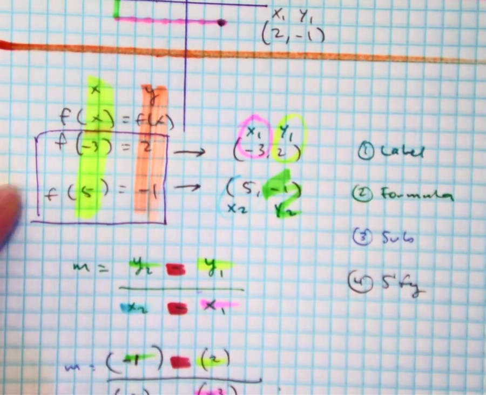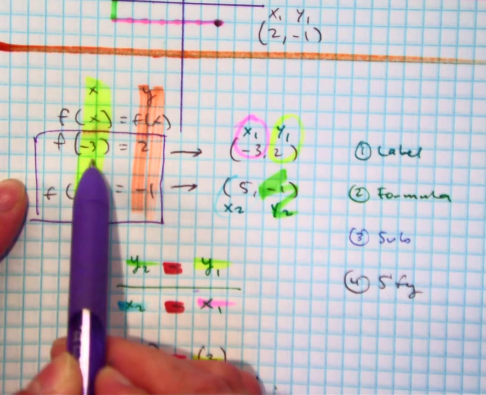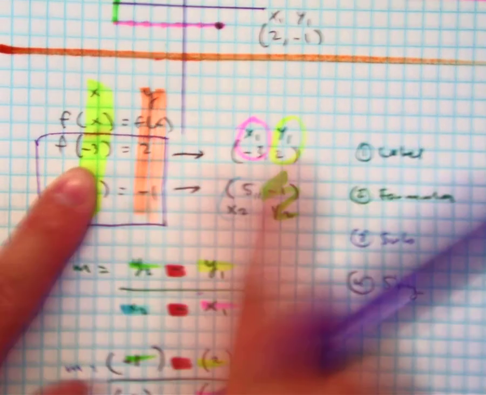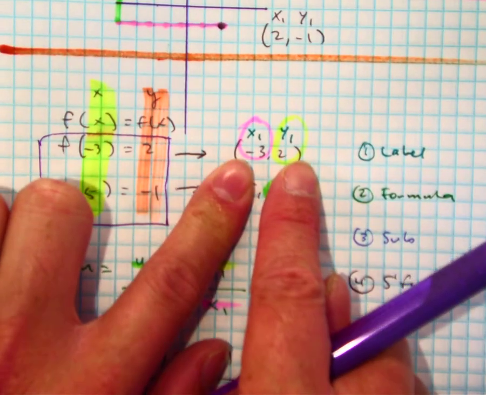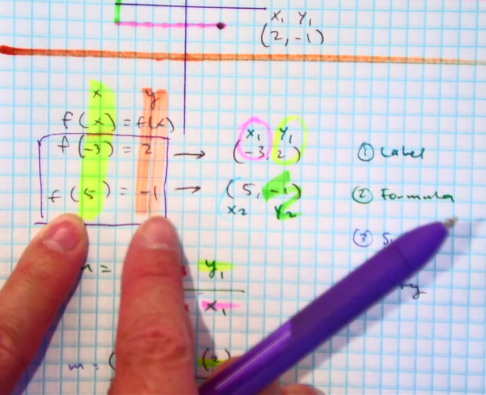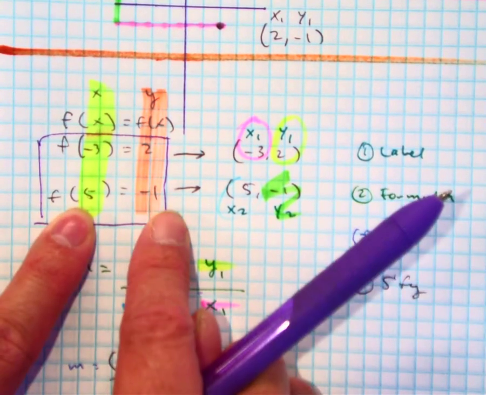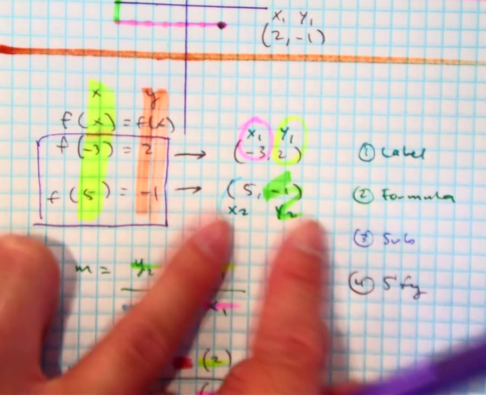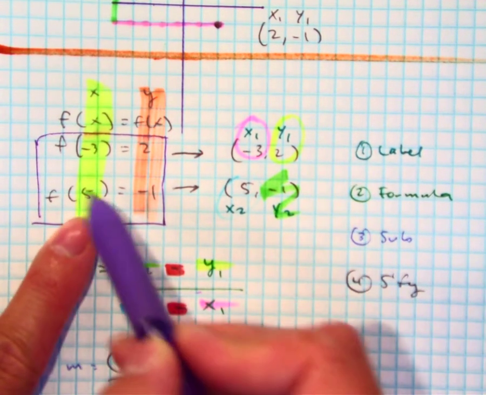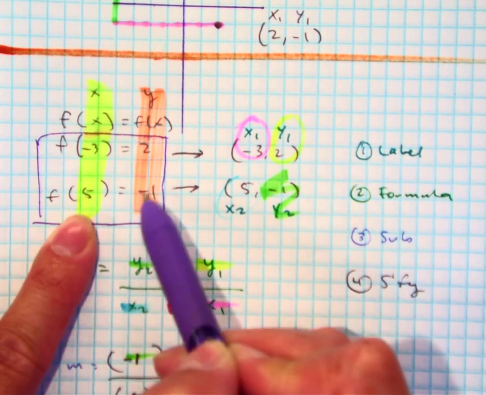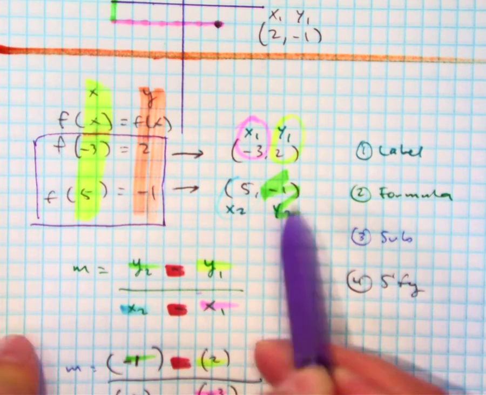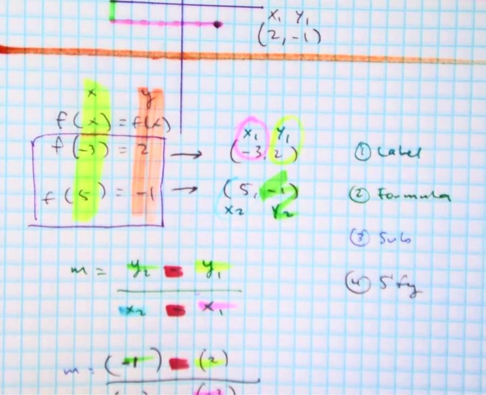So basically what that means is f of -3 equals 2, that's the ordered pair (-3, 2). And f of 5 equals -1, this is your ordered pair (5, -1). It basically just means you put an input into your function and you get an output. Input, output. Okay?